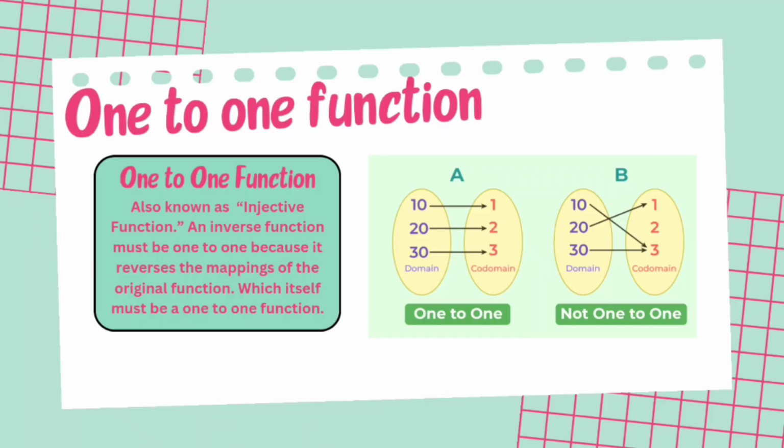First, let us start with what is a one-to-one function. A one-to-one function is also known as an injective function, and an inverse function must be one-to-one because it reverses the mappings of the original function, which itself has to be a one-to-one function. And next, we will tackle what is an inverse function.